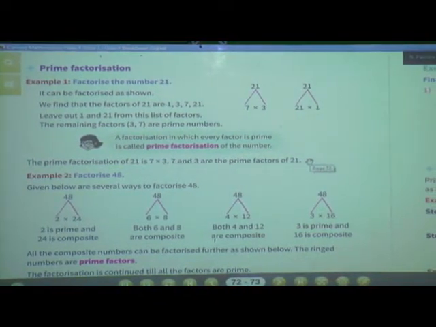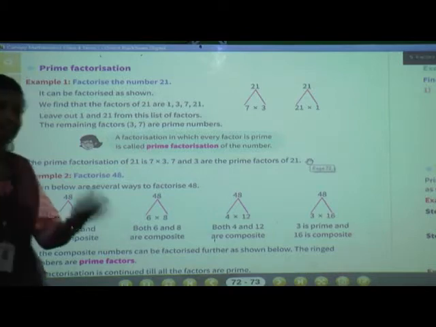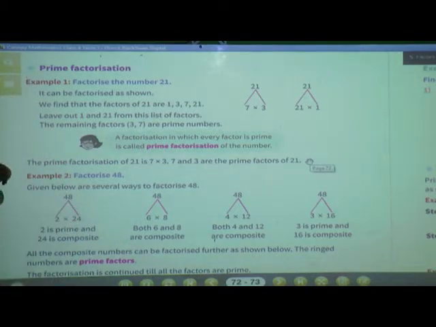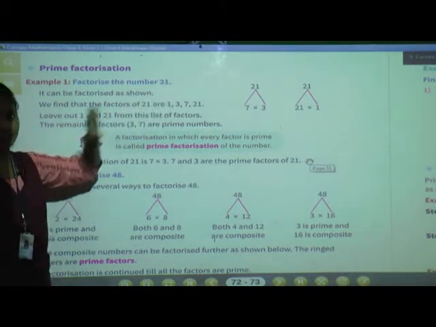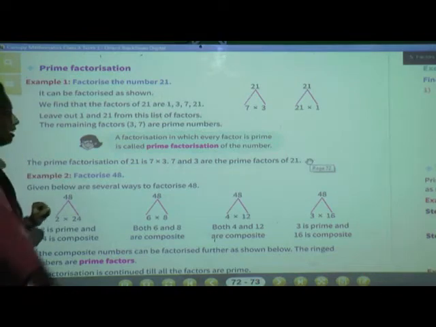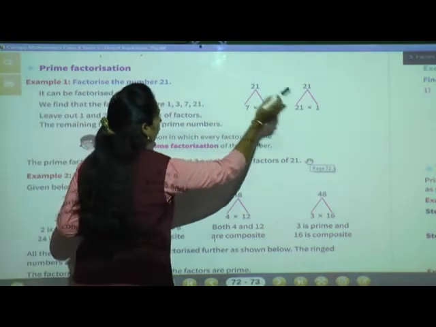Now, do you all know what is a prime number? Yes, a number which has only two factors, that is 1 and the number itself, is called a prime number. Now what about prime factorization? Now factorize the number 21. This is one example they had given. Now it can be factorized as shown.